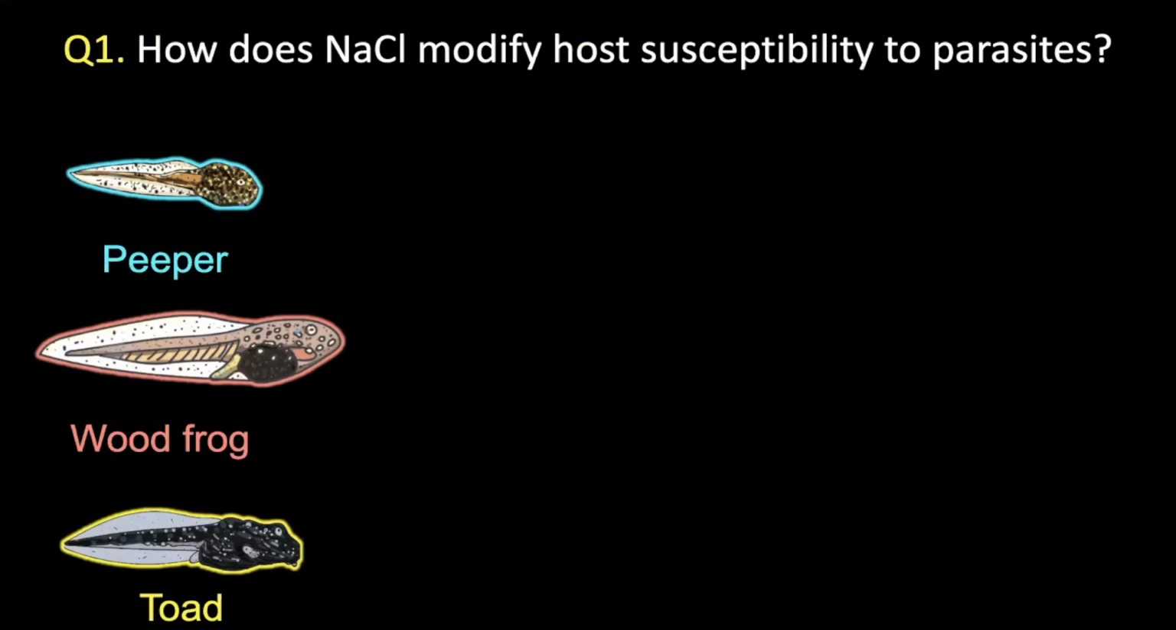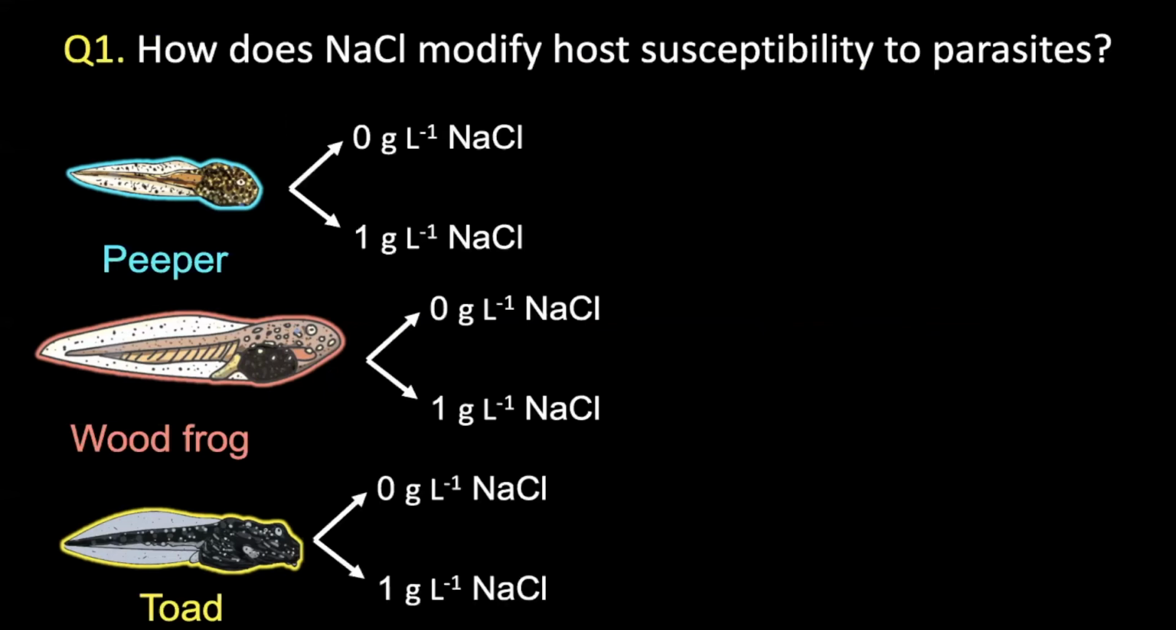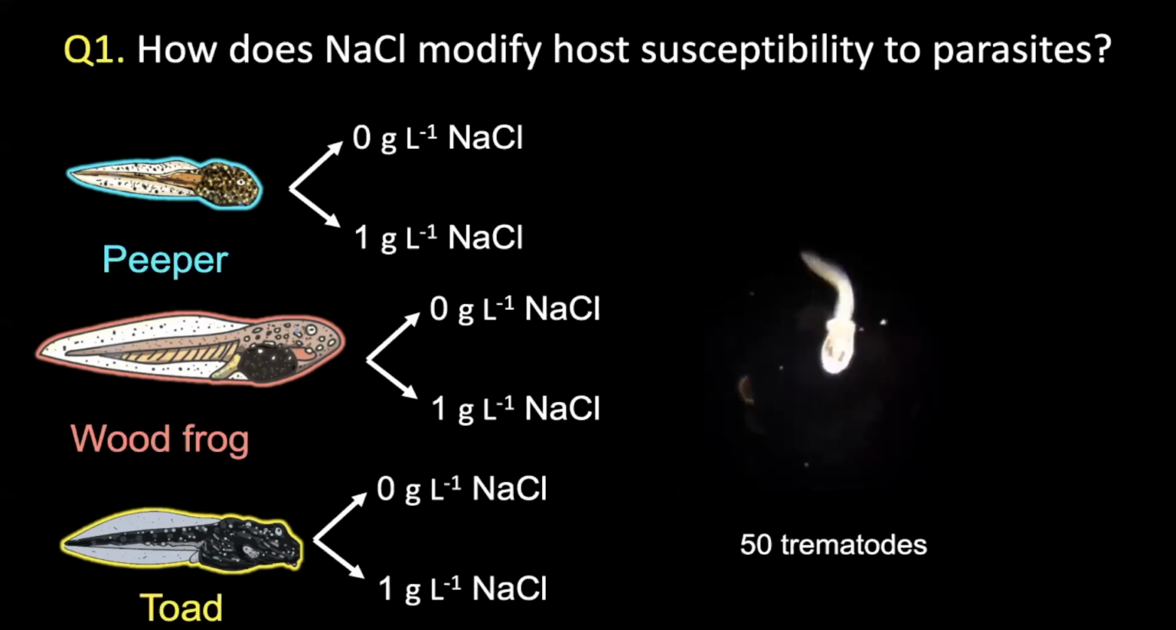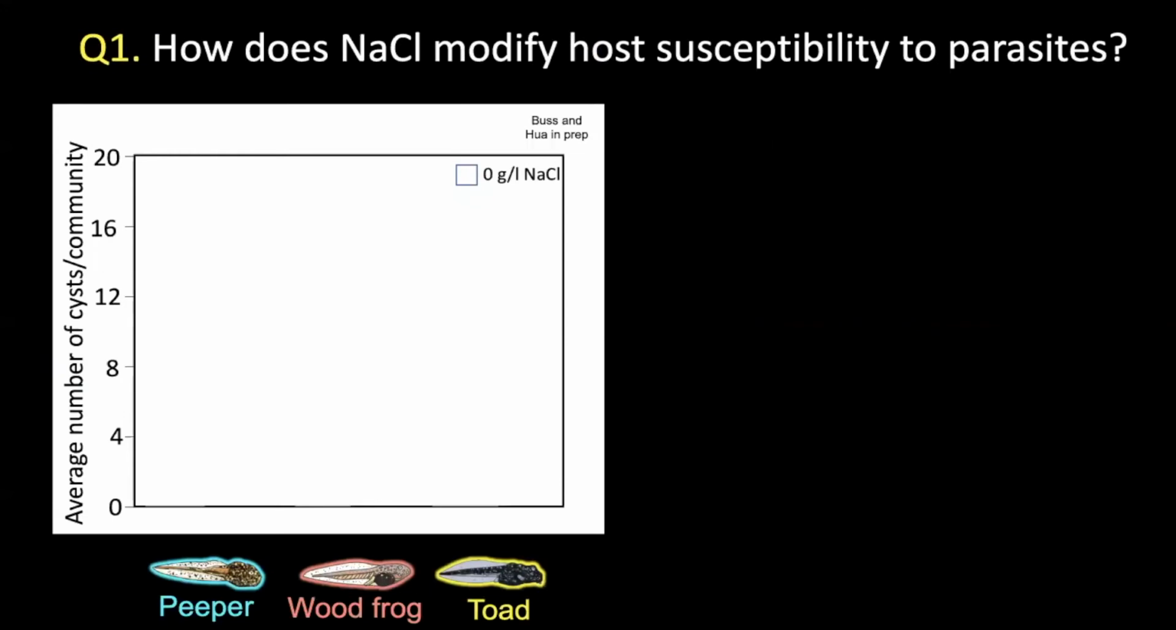What Nick did was he repeated that first study, except this time with different species of amphibian. So he took peepers, wood frogs, and toads, exposed them to no salt or 1 gram per liter of sodium chloride, then exposed them to 50 trematodes and counted how many successfully encysted. On this data slide, on the x-axis, we have the 3 different species. On the y-axis, the average number of parasites per community.